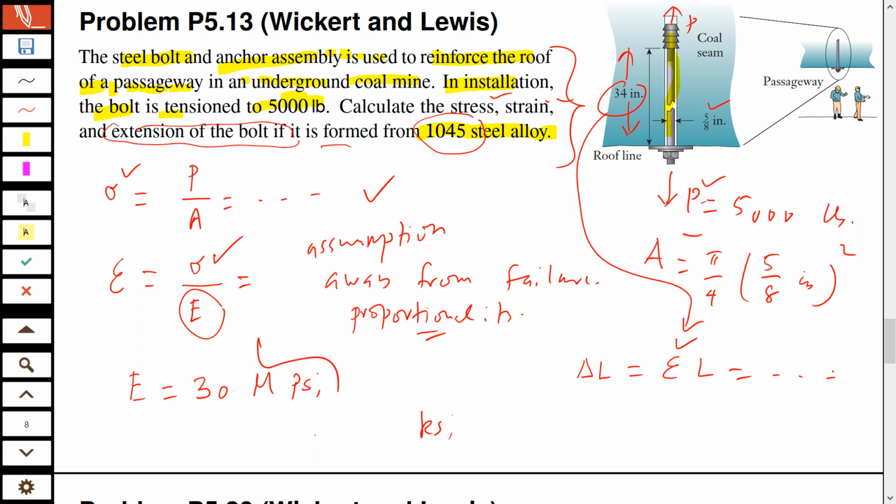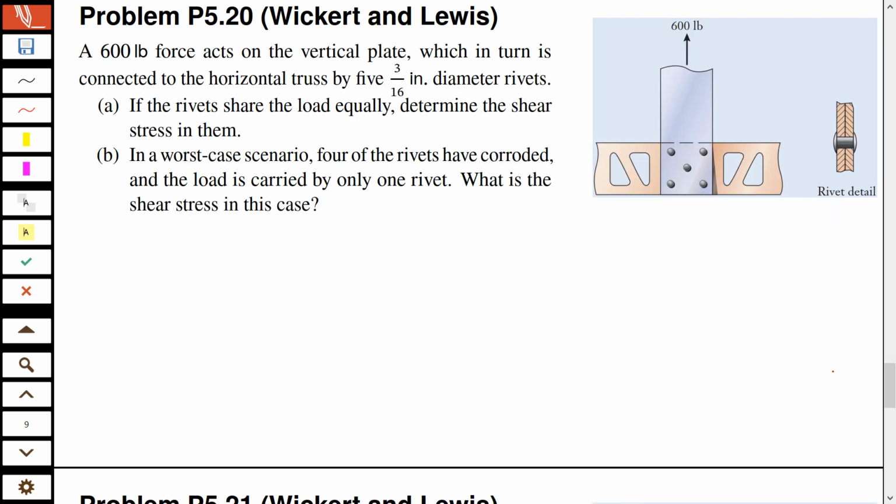Yes, sir. So let's move on to the next question. Here you see a 600-pound force, and it acts on the vertical plane. So this is your tensile force. I don't know if it's tensile or not. It is tensile for this sheet, of course. Yeah, but maybe it's not tensile for the bolts.